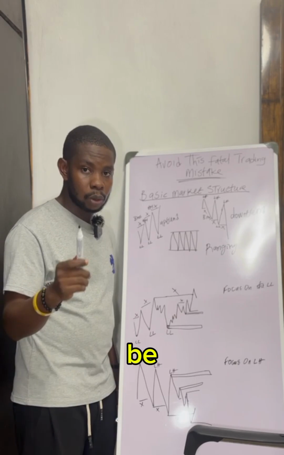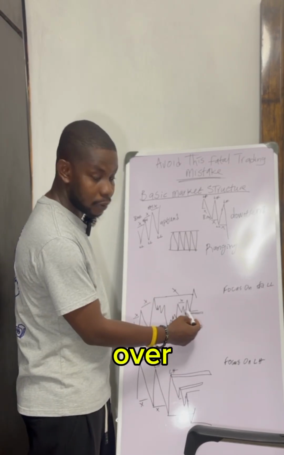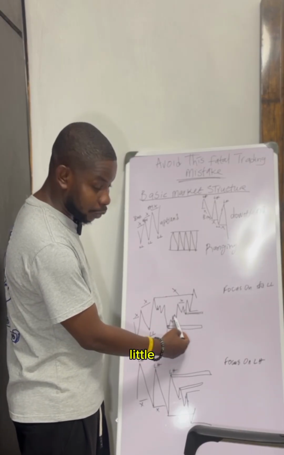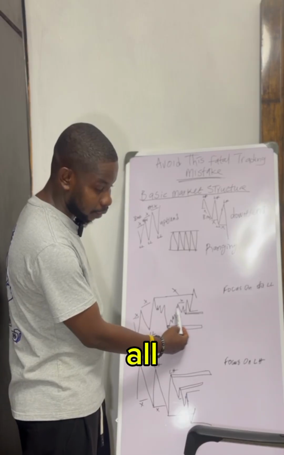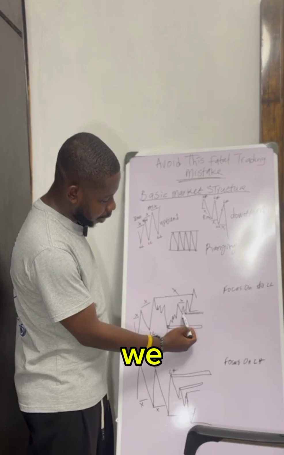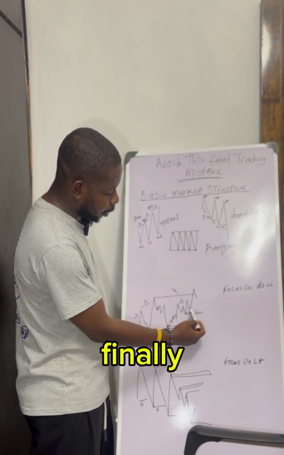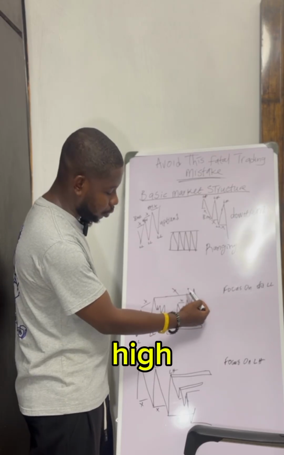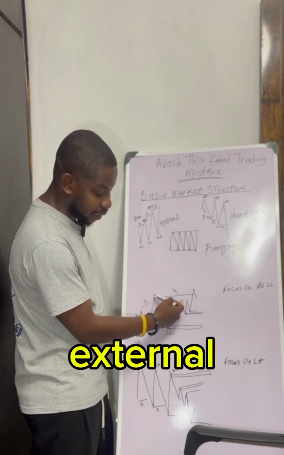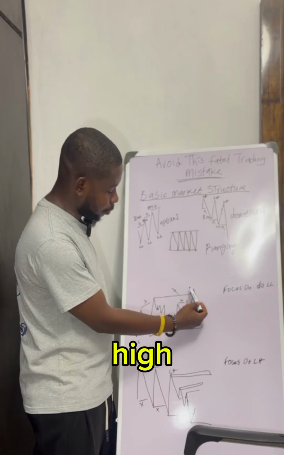Now, the best time to be looking for entries is not from these zones over here. Because as you can see, this is a low, and the market started creating little internal structures. All these are internal structures, the market going up, going up. Here we have a sweep of liquidity, the market breaks structure over here, and then finally takes out this external high. You can see this lower low created this external high, so this lower low took out this higher high.